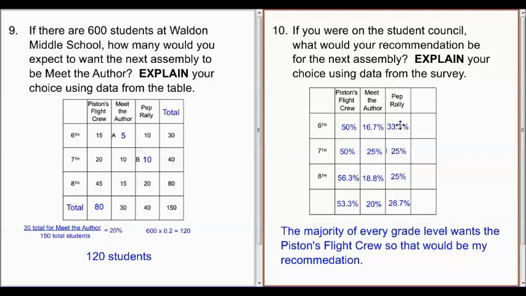You got to watch this a little bit. We'll talk about it in class. If there's a bias in 6th and 7th grade towards the pep rally, we might want to consider that as a choice because there were less 6th and 7th graders surveyed. But this one's pretty clear that it's the Pistons flight crew.